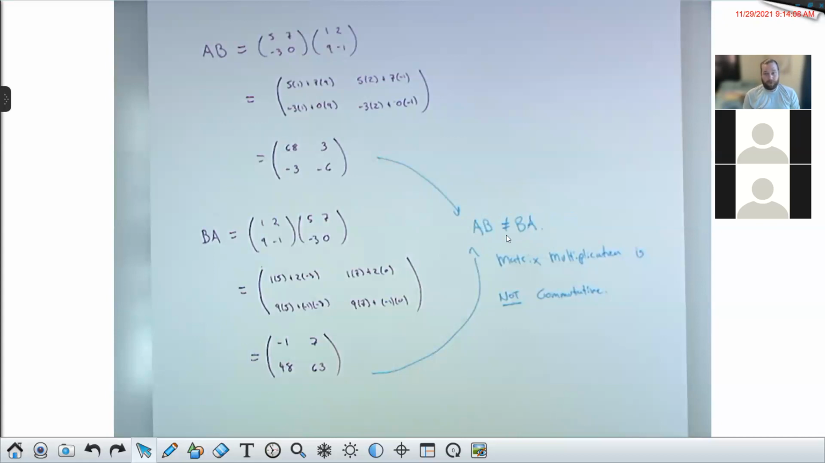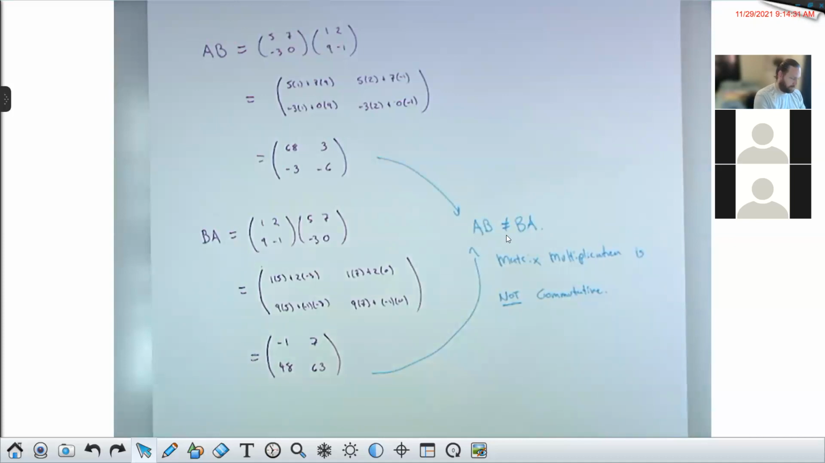And that's a very funny property of matrices. Probably for most of us, this is the first non-commutative operation we've met since division. Right? 3 divided by 5 is not the same as 5 divided by 3. Division is not commutative. But we don't usually think of it that way. It's not something people think about too often. But certainly, matrix multiplication is not commutative.